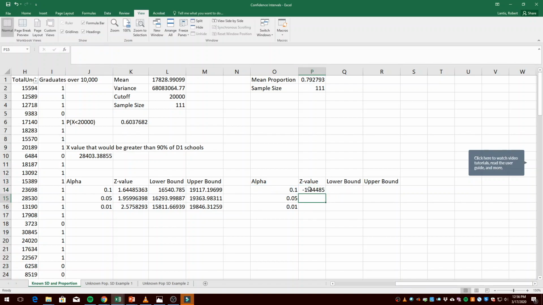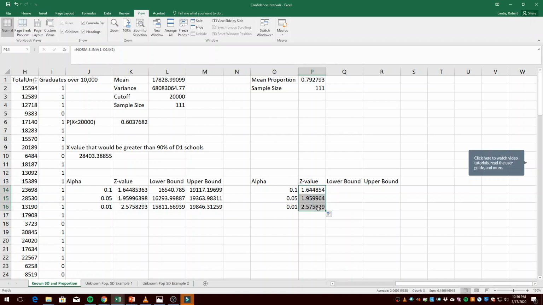We'll hit enter. What did I forget to do? I forgot to take the absolute value. So I can use the absolute value function, but because this is a symmetric distribution, another nice way we can do this is just 1 minus, right? And that should, sure enough, give us the correct z-value.